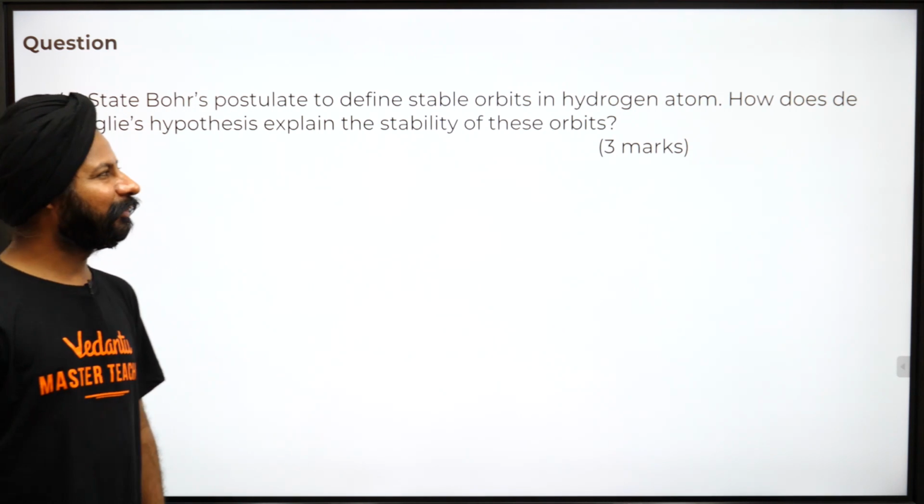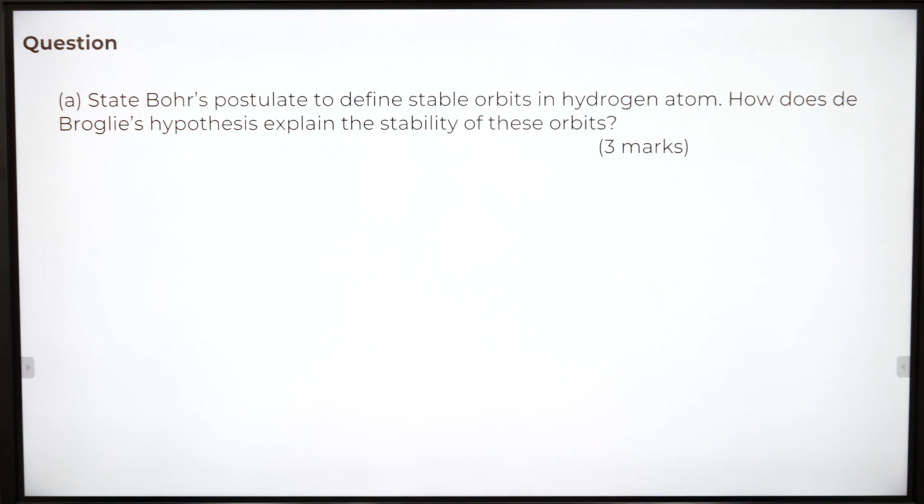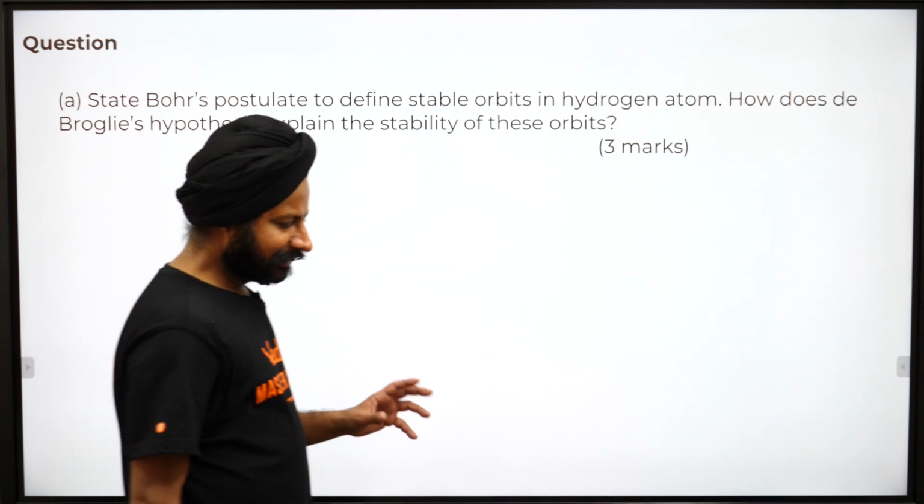So let's go to the next question here. State Bohr's postulate to define stable orbits in the hydrogen atom. How does the de Broglie hypothesis explain it? So here's another thing.